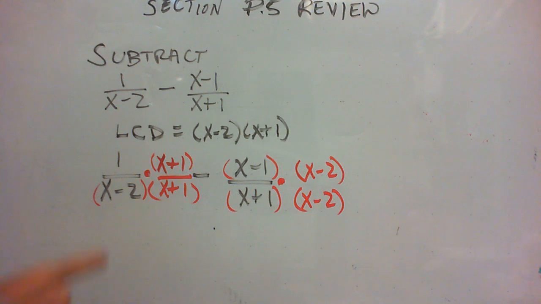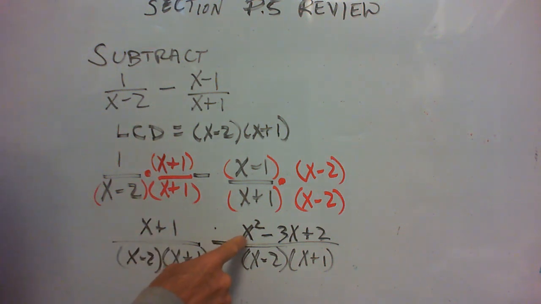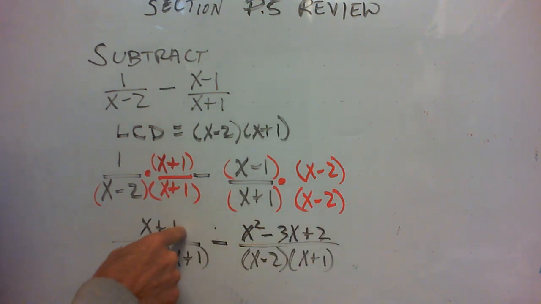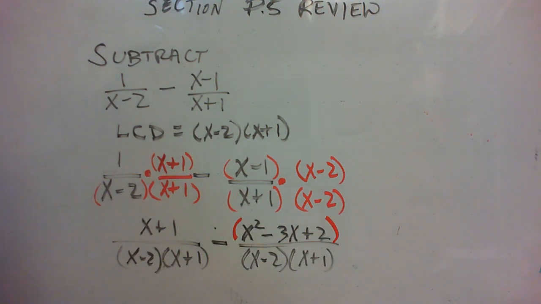So we multiply the fractions to get the common denominator, and then it simplifies to this result at the bottom. x plus 1 over the common denominator minus x squared minus 3x plus 2 over the common denominator. So now you have to be careful. You're subtracting that whole trinomial from x plus 1. So really you're going to want to put parentheses around it when you subtract to get the correct result.